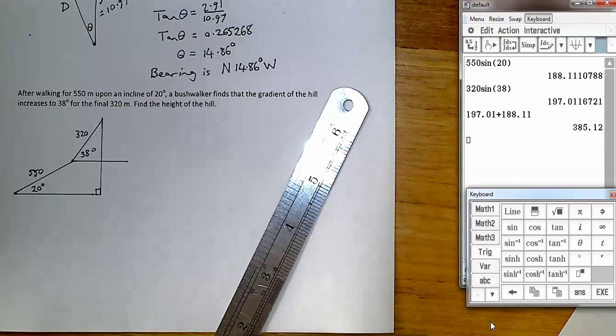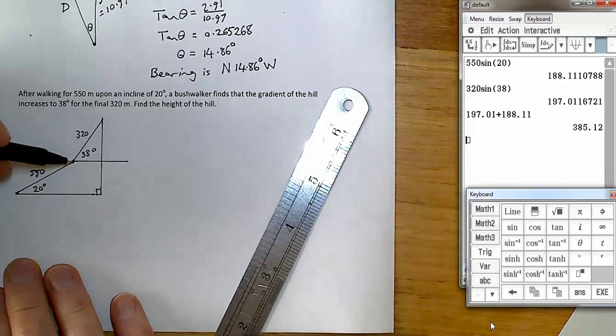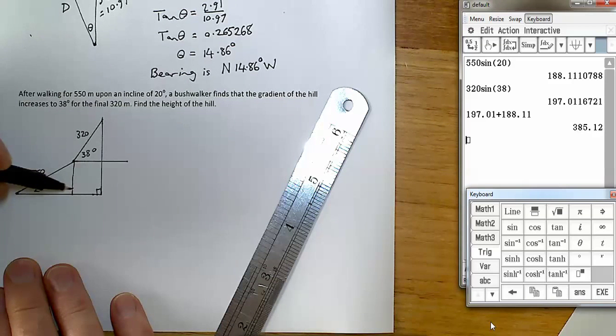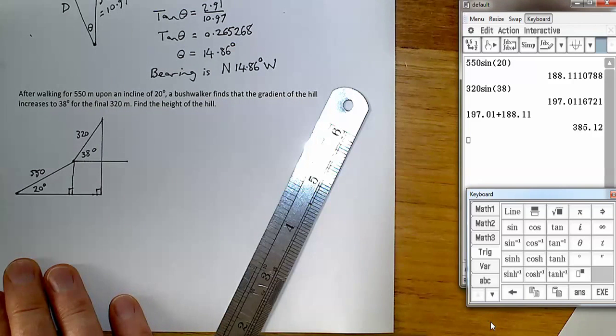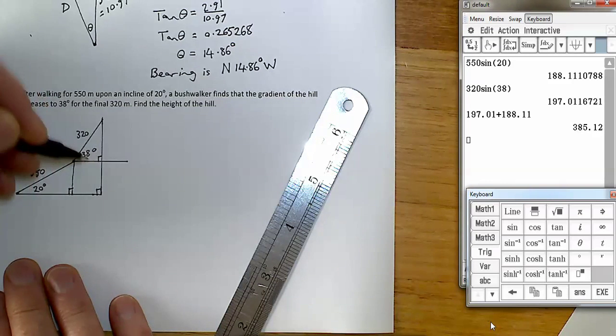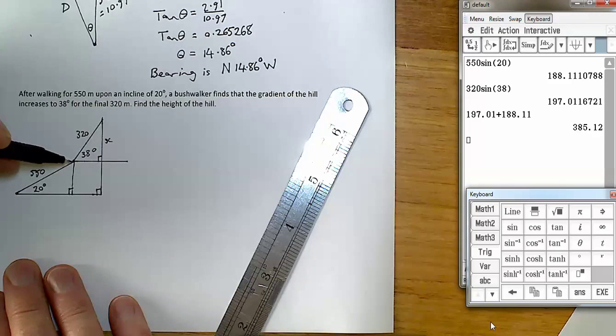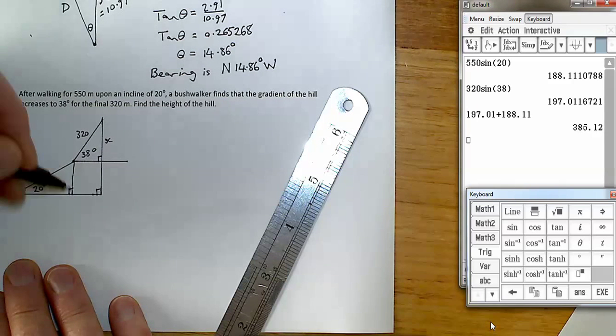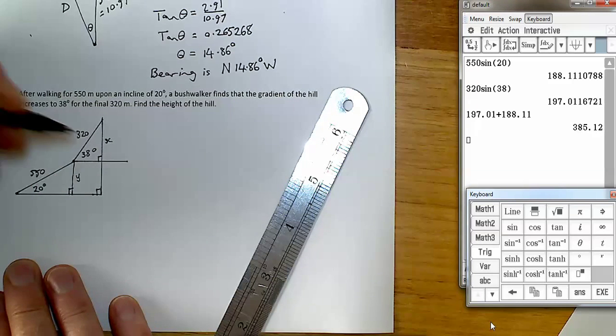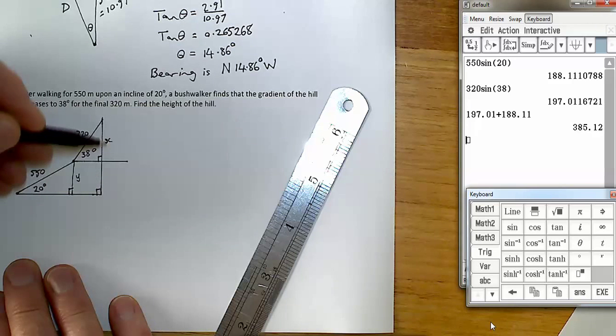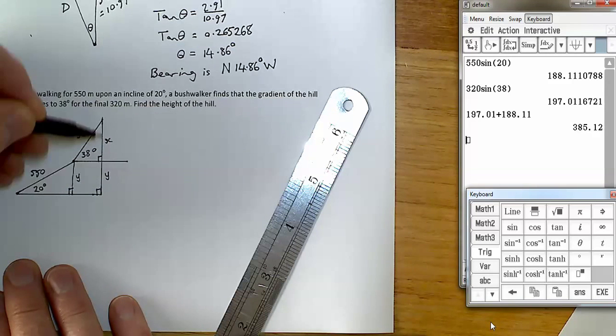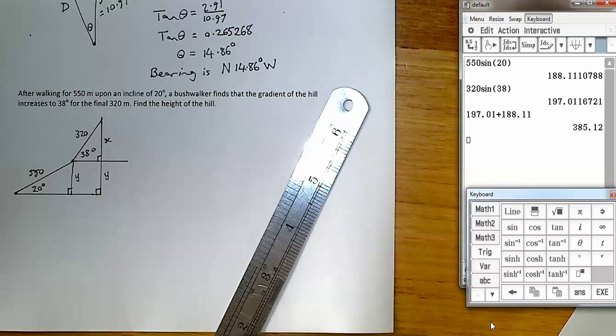Now, firstly, we haven't really got enough triangles here, but if I put a line down here, what we'll be able to do is something like this. Look at this triangle here, and we can work out this height here. Let's call it x. And then look at this triangle here, and we can work out this height here, y. And the total height of the hill is going to be x plus y.